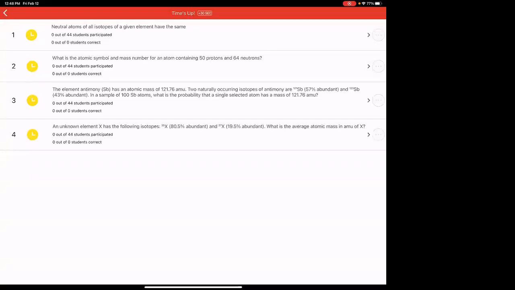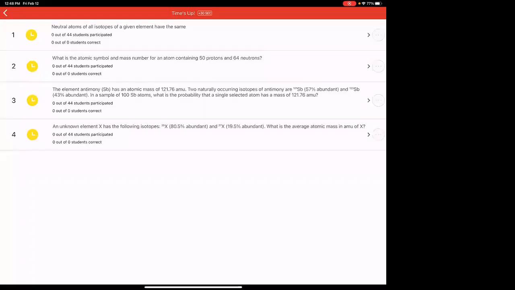Before we head out, guys, I just wanted to make a mention of number 3. That one's kind of an interesting problem. It's talking about antimony there, and it's giving you the average atomic mass of it. It's 121.76 AMUs. That's the number you'd find in the periodic table. It tells you it has 2 naturally occurring isotopes, antimony 121 and antimony 123, and it gives you abundances. And it asks you, in a sample of 100 antimony atoms, what's the probability that a single selected atom has a mass that's the same as the average mass of 121.76? And the answer to that is it's a 0 probability, okay?